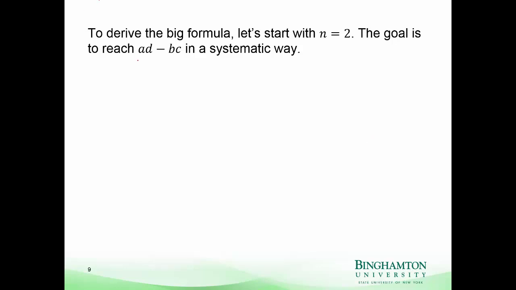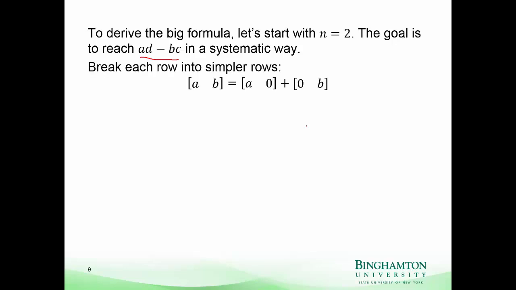We already know that the determinant is equal to this. But we'd like to see, for this case where we know the answer, a nice systematic way to get there. Then we can take that systematic way and extend it. So what we're going to do is break up each of the rows. The top row, A B, is written as a sum of 2 rows where each of the component rows has a 0 in one location. And then we're going to break up the second row that same way.